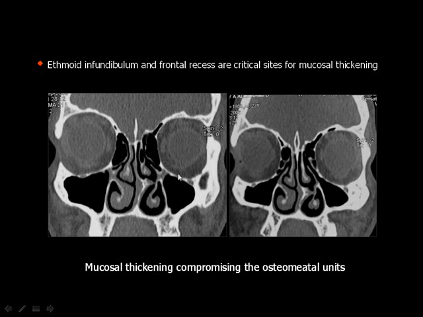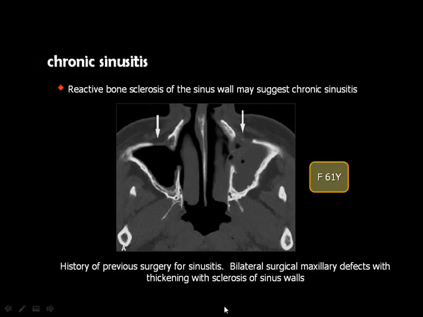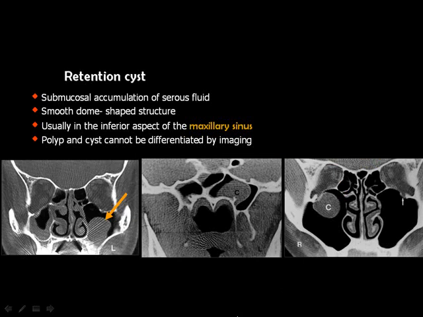And that's why you can see the antrum is clear, not filled with fluid or mucosal thickening. Also, the diagnosis of chronic sinusitis may be made based on the presence of bone sclerosis of the walls of the sinuses, as you can see in this case with the operation done for sinusitis, and you can see that the wall of the maxillary sinus is markedly sclerotic. You can also see residual opacification of the sinus.